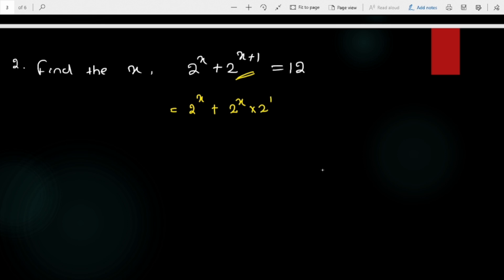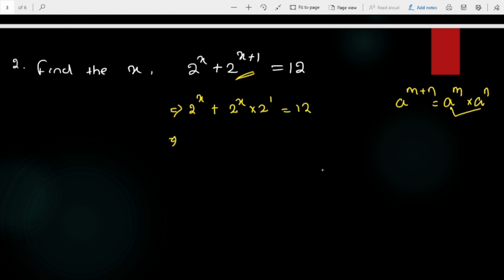Because we know that a to the power m plus n, we can write as a to the power m into a to the power n. Because if the bases are the same, the powers will be added. If the powers are added, we can write this. Now equal to 12.